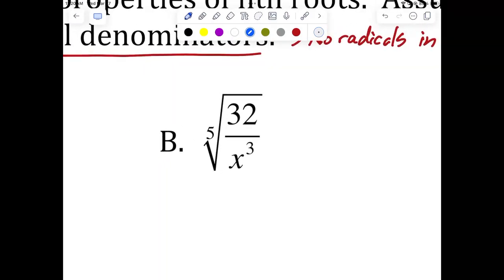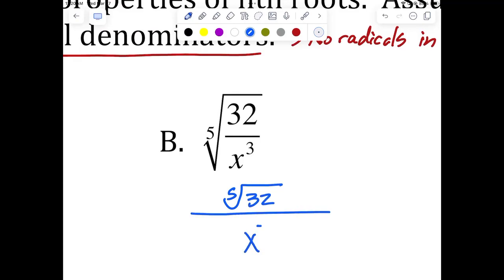All right, the 5th root of 32 over x cubed. I have the 5th root of a quotient. I'm going to give them both the 5th root. The top is the number, so I'm going to keep the top as the 5th root of the number, and the bottom I'm going to write it as x cubed to the 1/5 power.